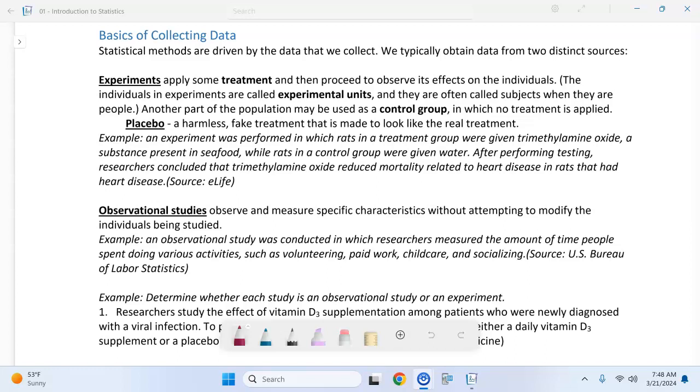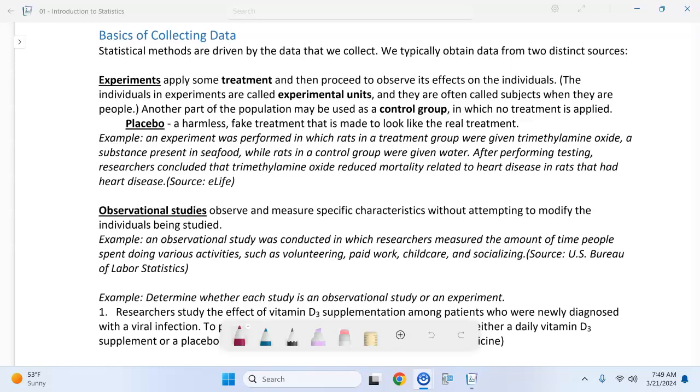Usually, at least in a good experiment, another part of the population will be called the control group, which thinks they're getting the treatment, but they're actually not getting the treatment. Usually they are given a placebo, a harmless something, okay? So they think they're getting it, but they're not actually, okay? Placebo used to be just like a sugar pill, but it doesn't necessarily have to be a sugar pill. It could be just any type of harmless or fake treatment that makes them think they're getting the real treatment.